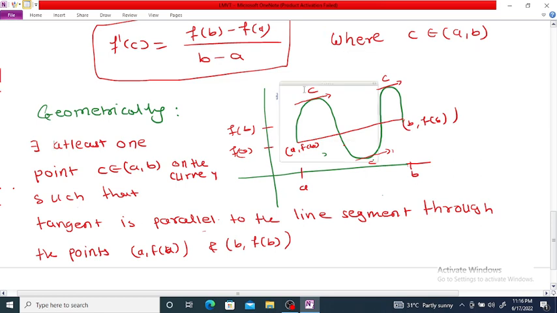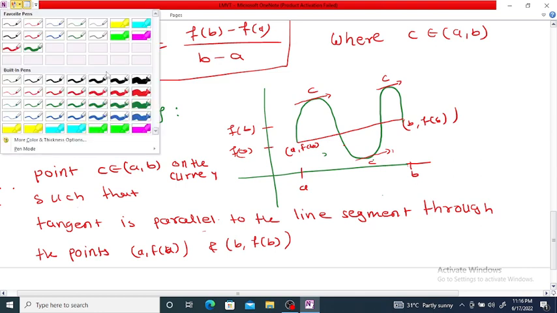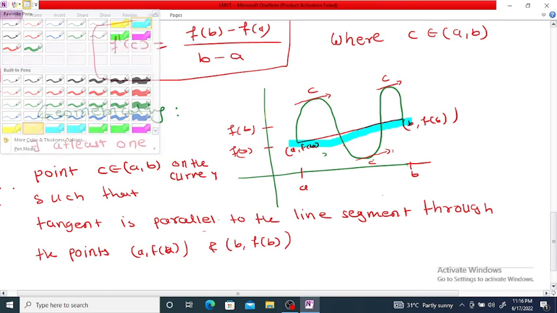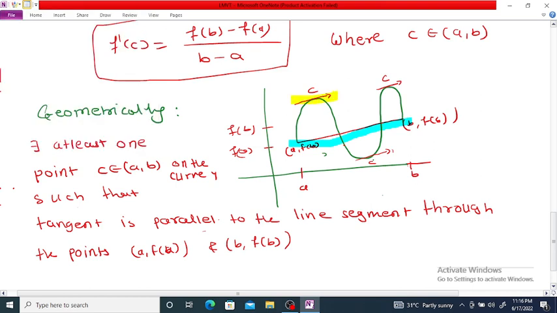So here is the point c. You can check, this is the one point, and it is parallel to the line joining the points a, f of a and b, f of b. Here is the line I am highlighting. This is the line, and this is the tangent line. These are the tangent lines, and this blue color is the line joining the points a, f of a and b, f of b.